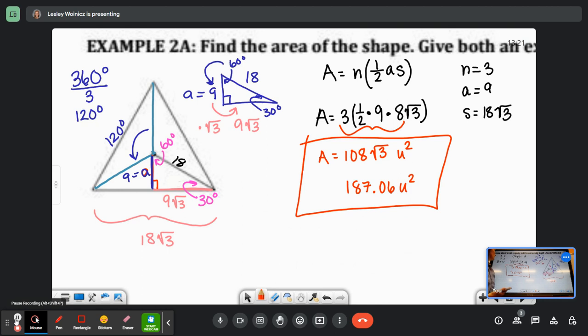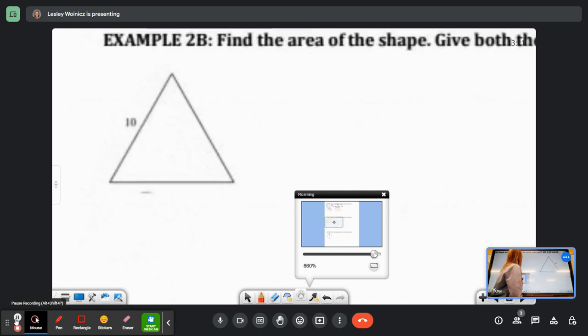That's it. Okay, so if I can use my little baby triangle and find out all of this information, I can just plug in my N, A, and S into the formula and grind it out. Let's try another one.